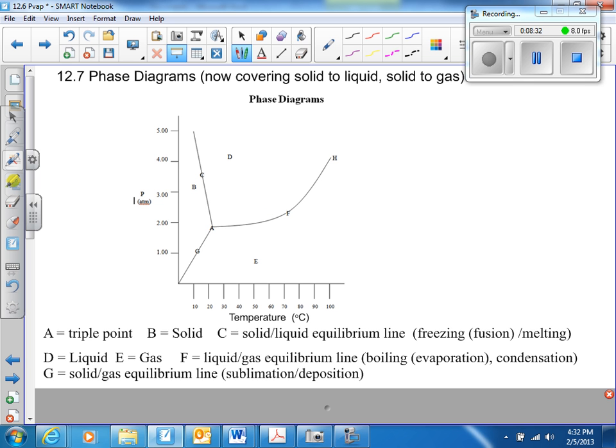So B is where you have a solid phase. So all in that range is solid. Everything in this E area is a gas. Everything in the D area is a liquid.